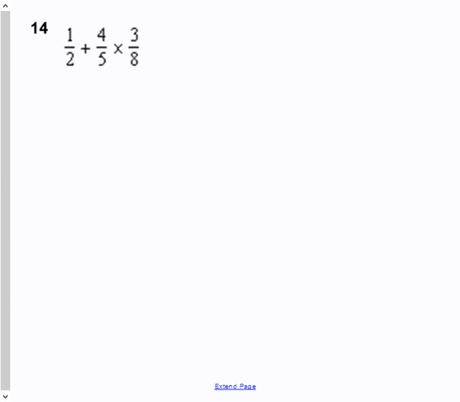And finally, your last question is a BEDMAS question, 1/2 plus 4/5 times 3/8. So I'm going to do the multiplication first, which means I'm going to bring this down. If you're multiplying fractions, you can cross-reduce. So 4 over 8 will reduce down to 1/2. So now multiply 1 by 3, you get 3, and 5 by 2, you get 10. So once you do the multiplication, you get 3/10, or 12/40 if you didn't reduce it.